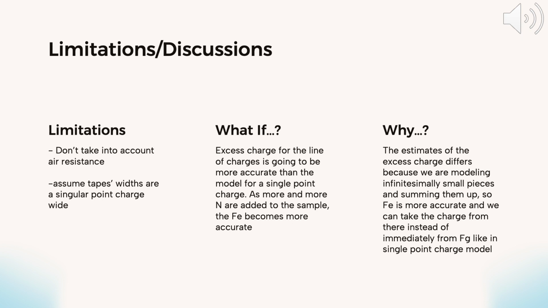And so to answer the why question, we know that the estimates of excess charge differ because we are modeling infinitesimally small pieces and summing them up. So we can say that Fe is going to be more accurate when we take a line of charge.